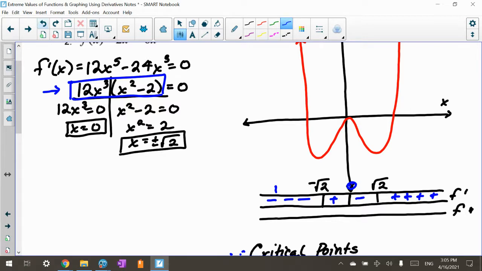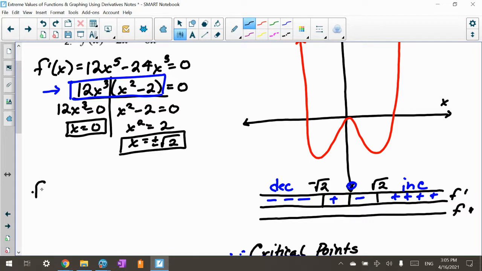I don't know why I started writing increasing. It is decreasing here, increasing here, decreasing here, and increasing here. And that's what it looks like in my graph. It's decreasing, increasing, decreasing, and increasing.